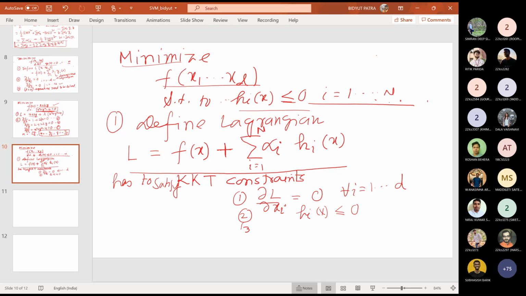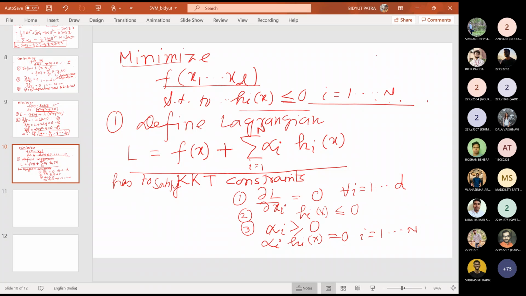Then what next? Lambda should be greater than or equal to 0, and another condition: this one into hi(x) should be 0 for i equal to 1 to n. These four conditions need to be satisfied.